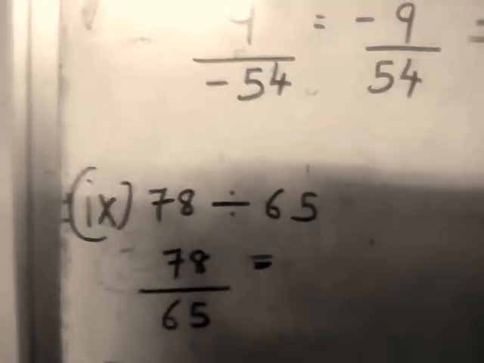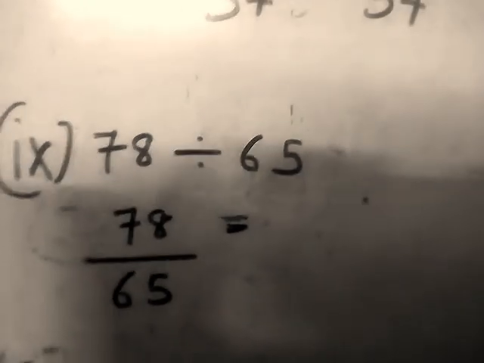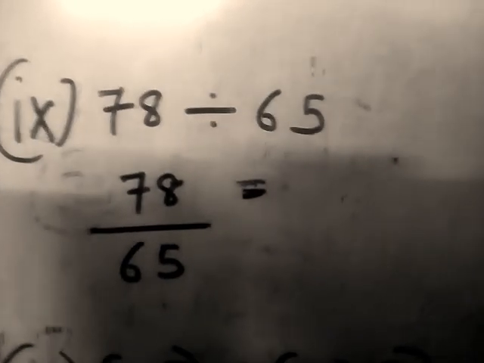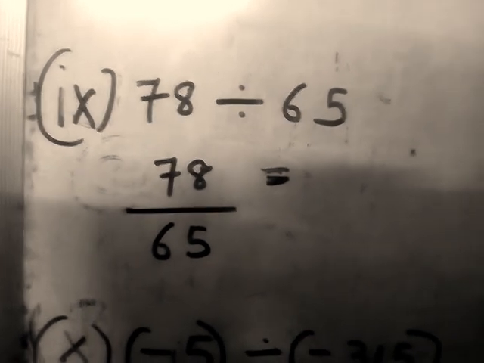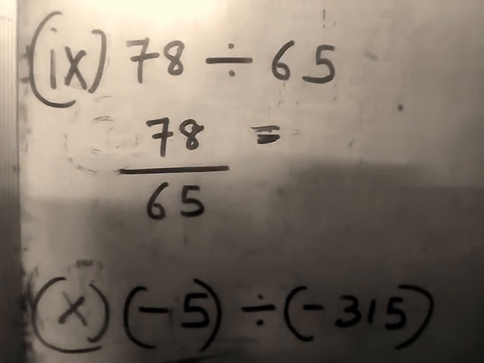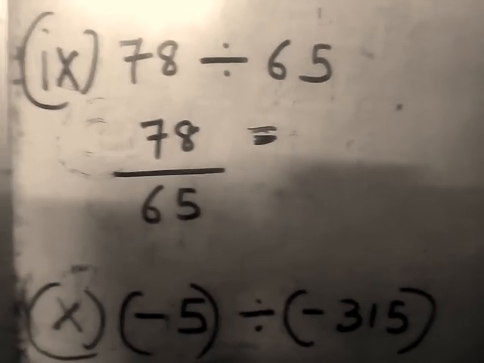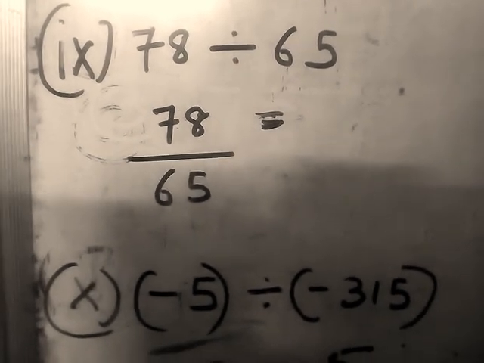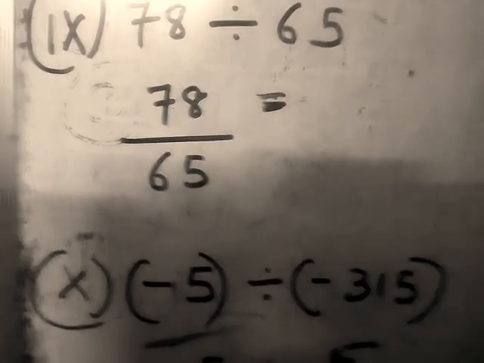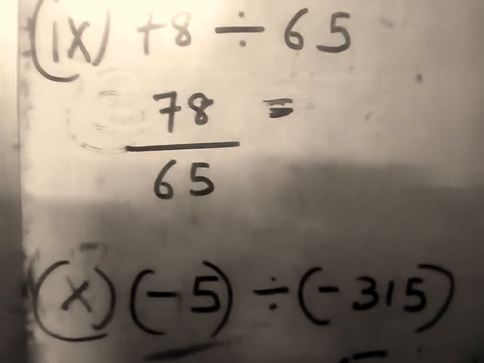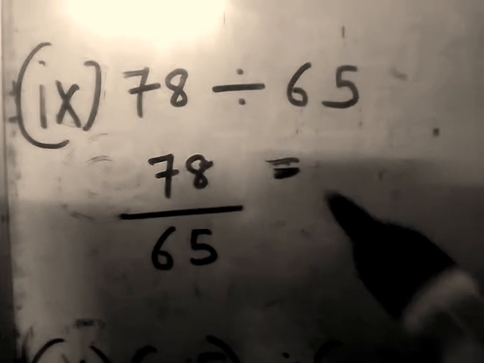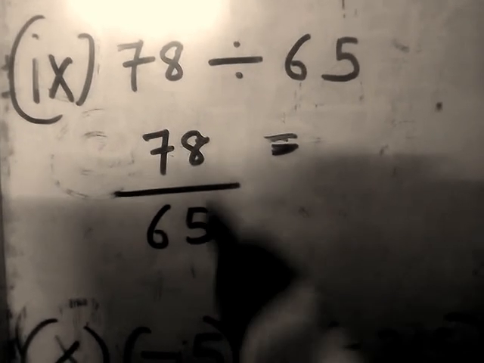Next one, 78 divided by 65. First you have to write in ratio form. 78 divided by 65 will be written as 78 upon 65. You cannot do all this division in the simple division. You have to follow the rules you have done in practice set 9. Before practice set 9 in the textbook, what example is given, you have to follow the rules and do that kind of division, not the simple division which you studied in 3rd and 4th standard. 78 divided by 65 will be written as 78 upon 65.